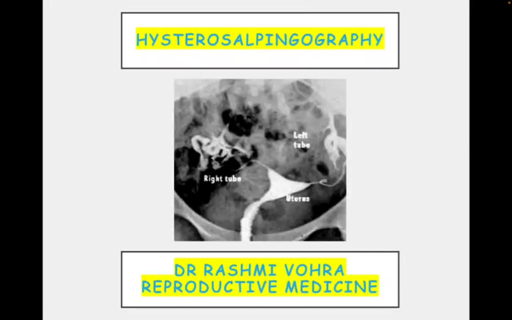Hello guys, today we will be discussing hysterosalpingography. It is the most common method to test the tubes for tubal evaluation. Usually HSG is the most commonly done investigation.